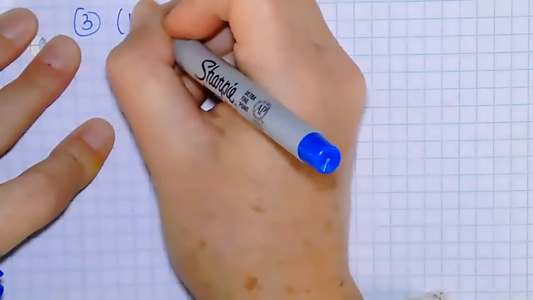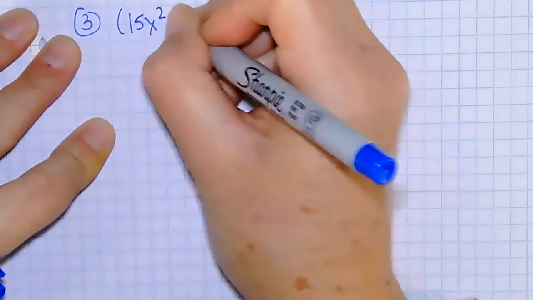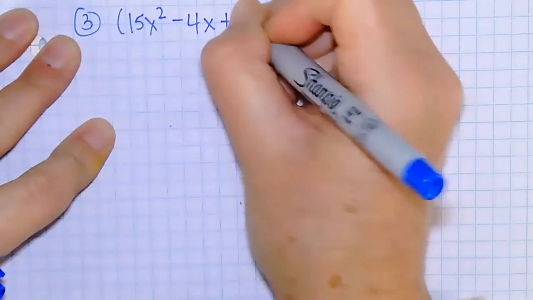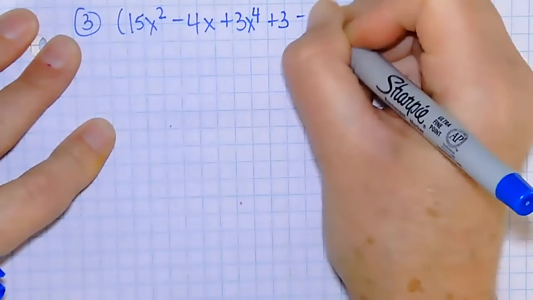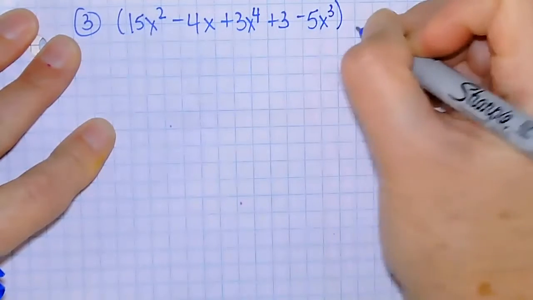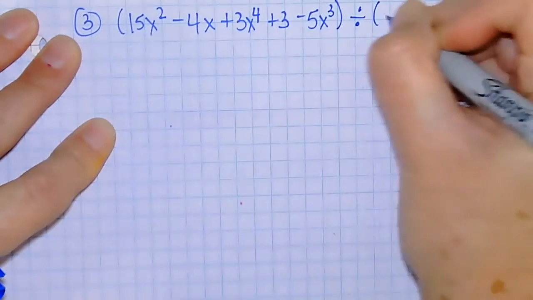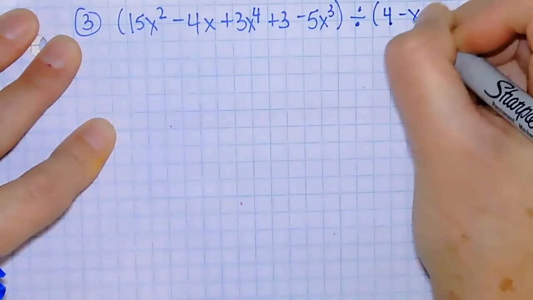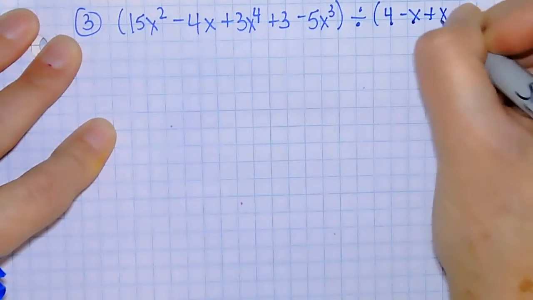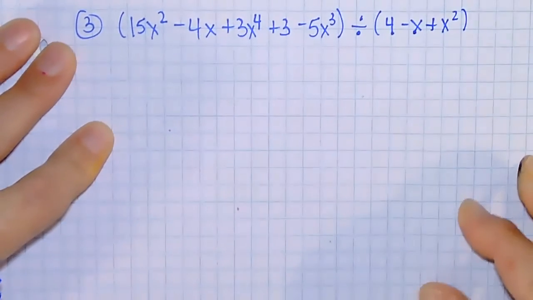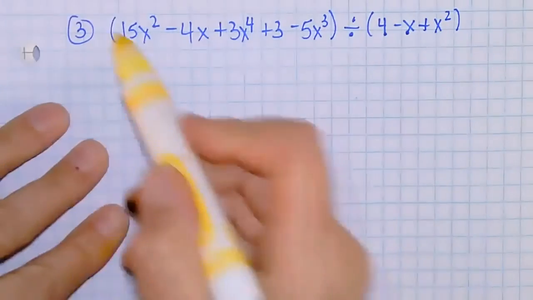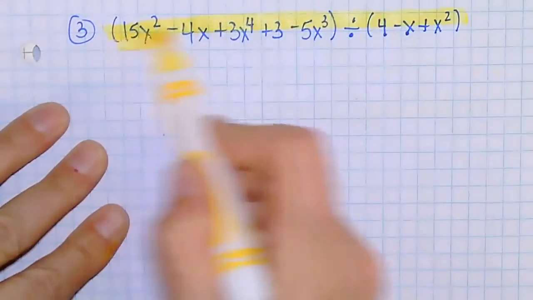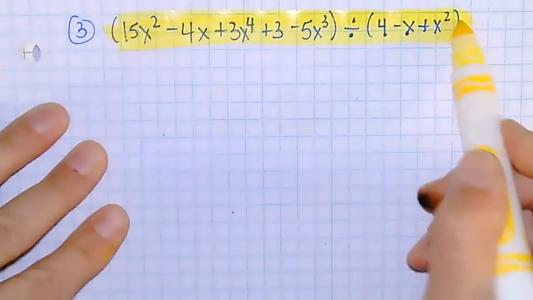So let's say we have 15x squared minus 4x plus 3x to the fourth plus 3 minus 5x to the third divided by 4 minus x plus x squared. Okay, so that's our problem. Here, let me just highlight it so we can see it. So that's what I'm doing.